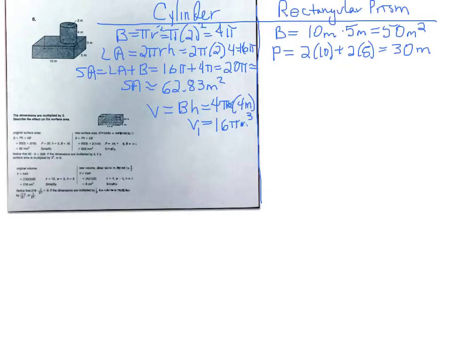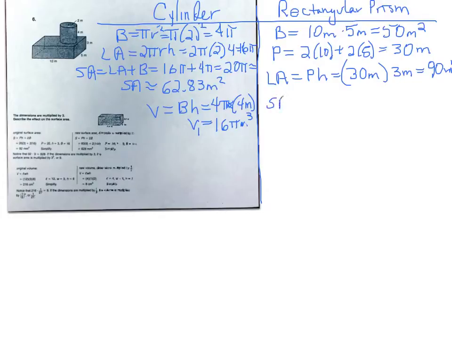Okay, so now I'm ready to get the lateral area. Lateral area would be just the perimeter times the height. Perimeter was 30. The height of that prism is 3. And that gives you 90 square meters.